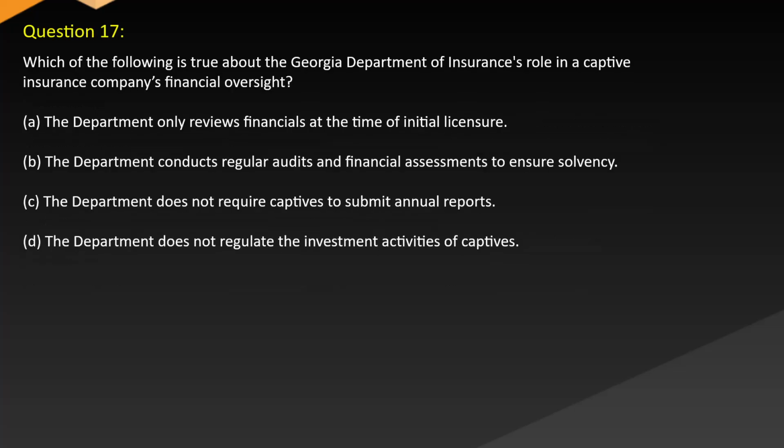Question 17. Which of the following is true about the Georgia Department of Insurance's role in a captive insurance company's financial oversight? A. The department only reviews financials at the time of initial licensure. B. The department conducts regular audits and financial assessments to ensure solvency. C. The department does not require captives to submit annual reports. D. The department does not regulate the investment activities of captives.